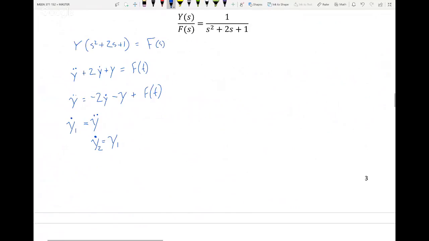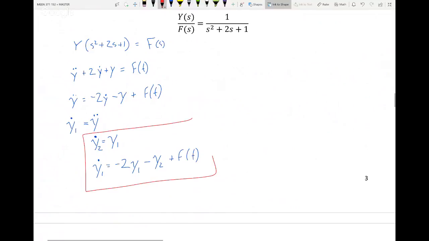And so we would say here, y1 dot equals negative 2 y1 minus y2 plus f of t. Okay, and then these are our two state equations right there, where we've got a single derivative on the left, no derivatives on the right, and that defines this system.